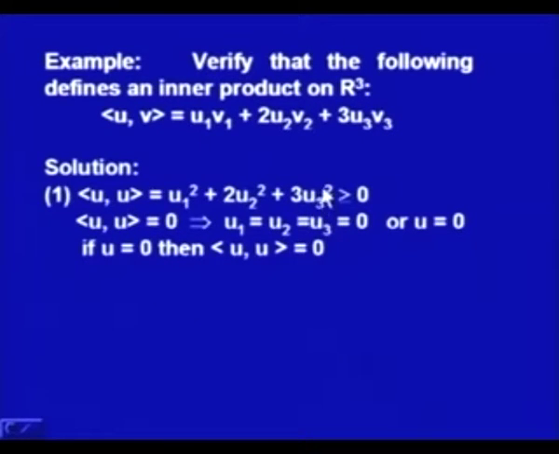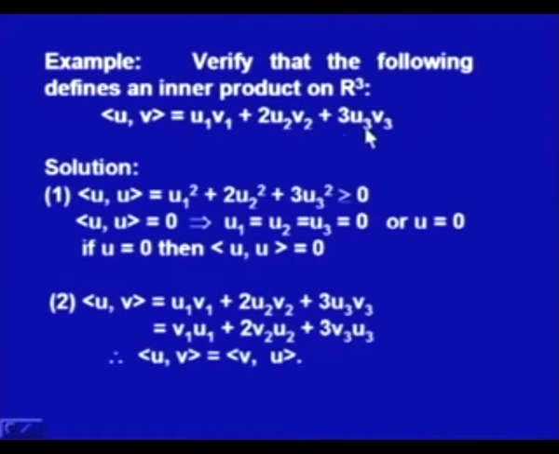it is thrice u3 square, and again this is greater than or equal to 0, and u comma u is 0 implies that u1 is equal to u2 is equal to u3 is equal to 0, because all these terms are positive terms, they can be 0 only when individually each of them is 0, and that means u comma u is 0 only when u is equal to 0. And of course, if u is equal to 0, that means u1, u2, u3 are 0, then the inner product u comma u is also 0.